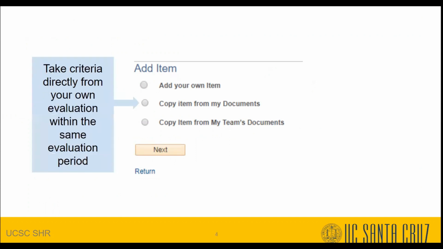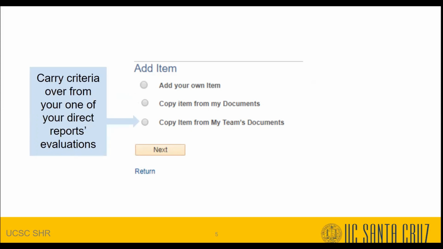The second one of these options listed will prompt you through a series of steps allowing you to copy an item directly from your own evaluation. This could be helpful if, for example, a manager and their direct reports share similar job roles or responsibilities, and there's common goals and objectives that apply to both positions.